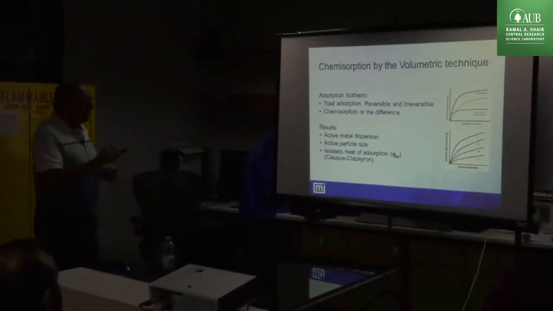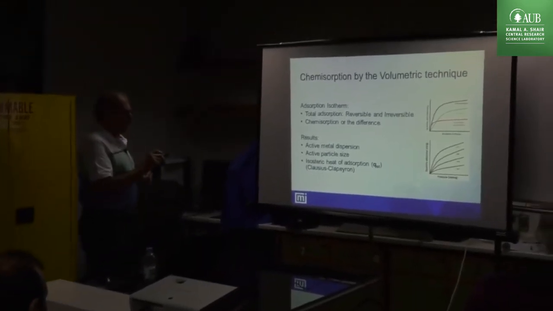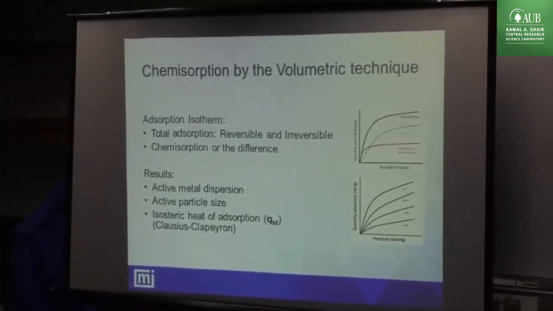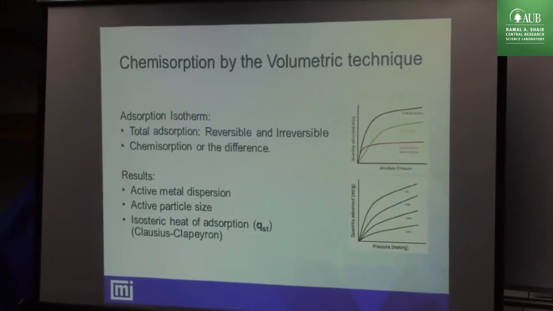Okay? So if we do a volumetric technique with a pressure transducer and the vacuum, we can get the adsorption isotherm. Exactly as we did yesterday, when we got the adsorption isotherm for physisorption. We do the same thing here with hydrogen or CO, and we get something like that. The first adsorption isotherm, this one here, corresponds to the adsorption on the active species, chemically adsorbed, but also we have some physical adsorption by the support.